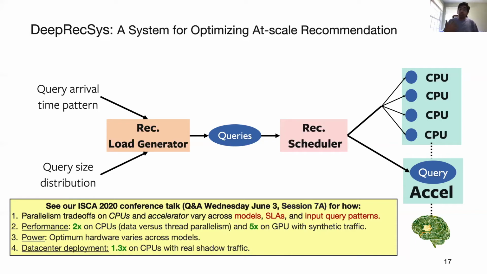The optimum hardware platform for power efficiency varies across recommendation models. And finally, we show that when we deploy the proposed scheduler in a production data center, we demonstrate a 1.3x performance improvement on CPUs with real shadow traffic.